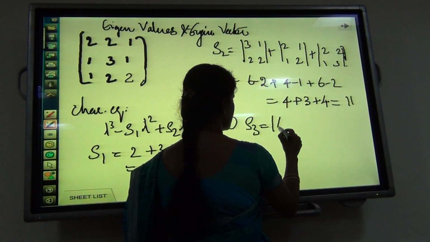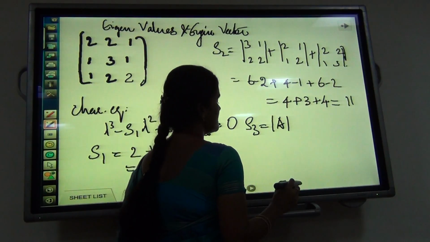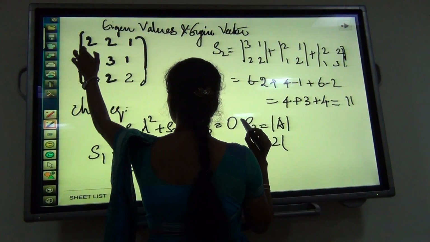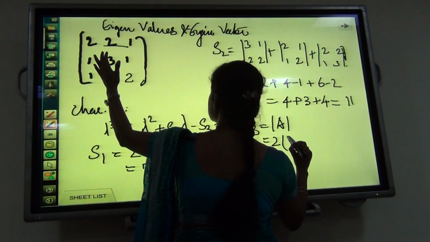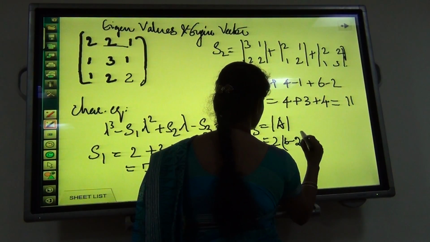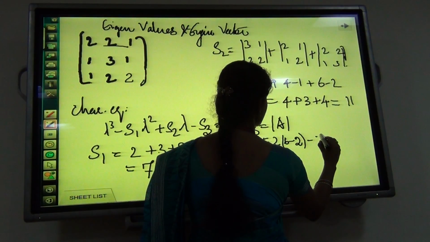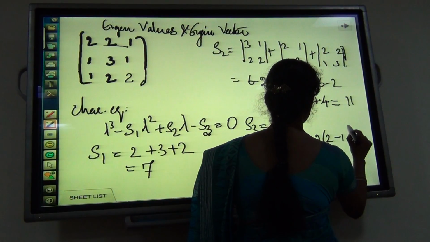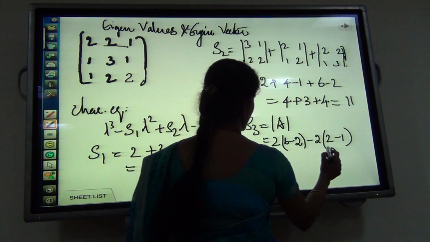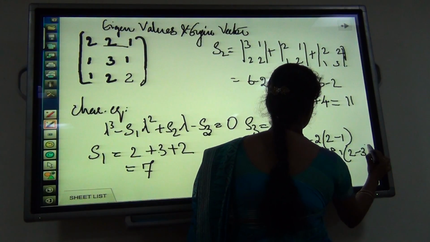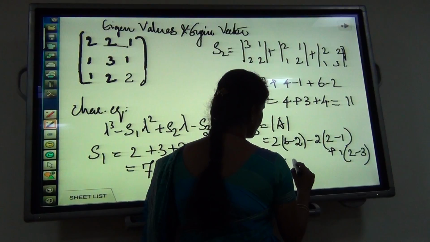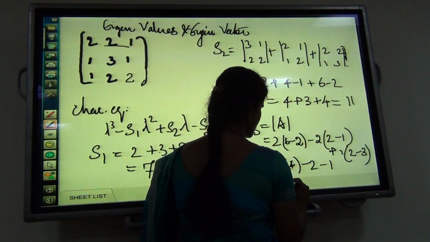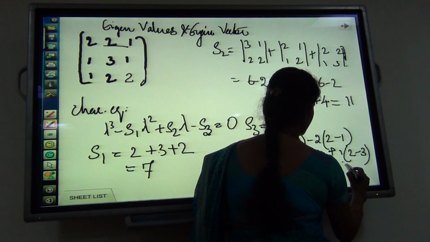S3 is nothing but the determinant of the matrix A. Let us find the determinant. 2 into the determinant left after neglecting the corresponding row and column, which is 3 2s are 6 minus 2, minus 2 into the determinant after neglecting its row and column, which is 2 minus 1, plus 1 into 2 minus 3. Solving this, you get 2 into 4, minus 2 into 1, minus 1. So 8 minus 2 minus 1, you get 5.